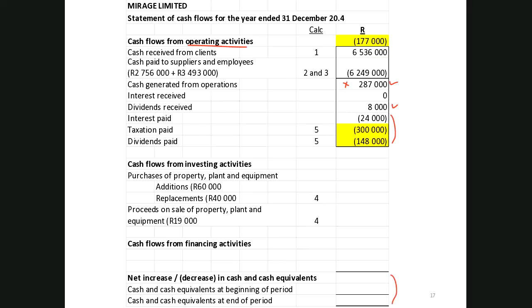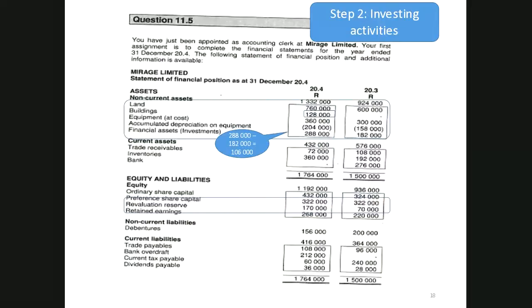Okay, so the cash flows from operating activities dealt with debtors and creditors, it dealt with inventories, it dealt with shareholders for dividends, current tax payable, and we also were looking at our statement of profit and loss to try and work out what was the cash received from customers and the cash paid to suppliers and employees. Now we're going to go on to the investing activities section. We've actually done some of it, so this isn't going to take that long.